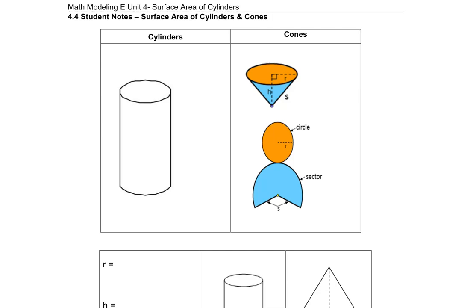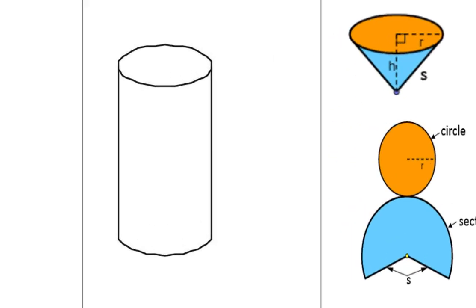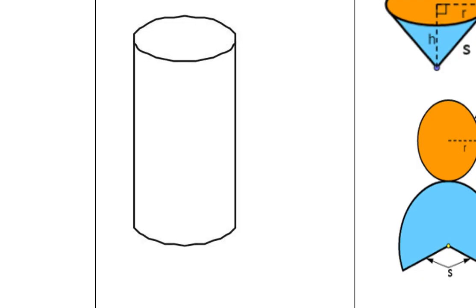Today we're going to do 4.4 student notes. We'll specifically talk about cylinders and cones. Let's start by looking at our cylinder. There are two pieces of information that you'll need for your surface area of a cylinder.